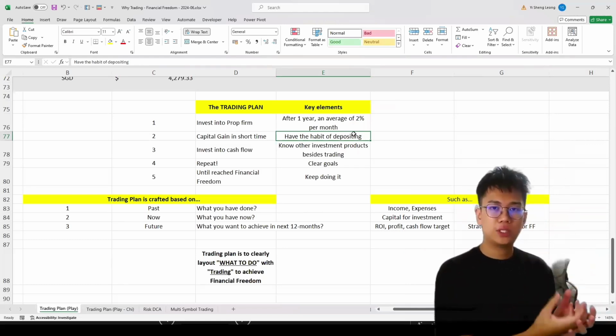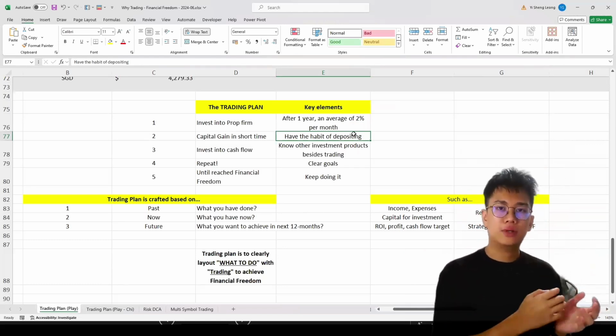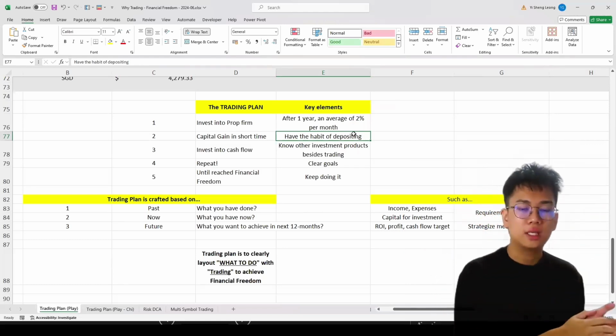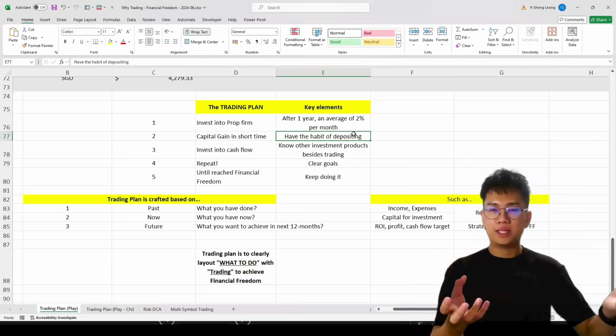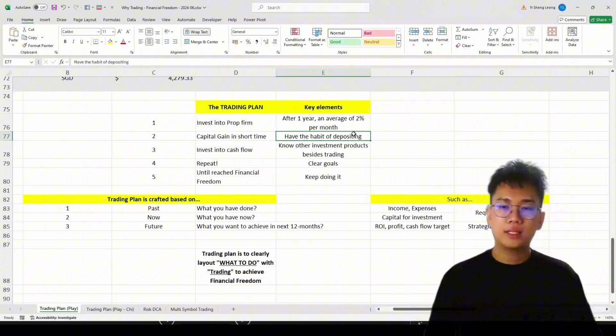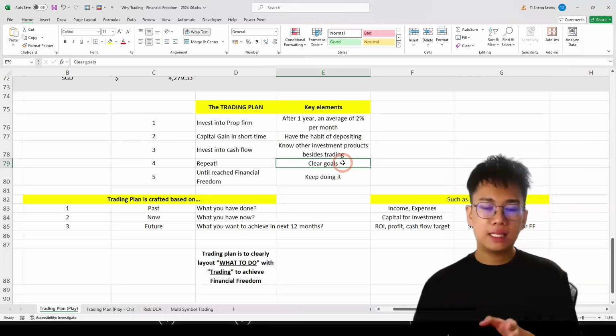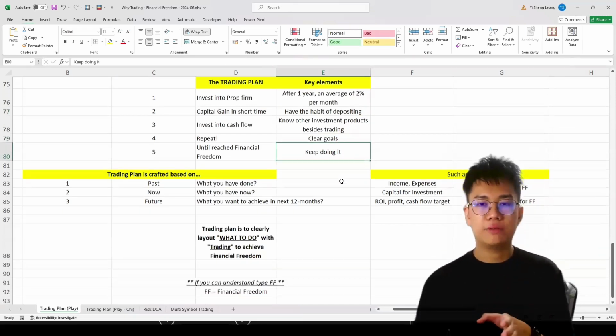And these cash flow engines can consistently generate more income other than trading, so that you have two income streams: one from trading, maybe one from property, in case you like. So make your goal clear, keep doing it until you achieve it.